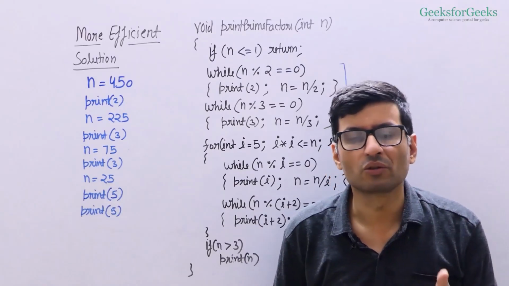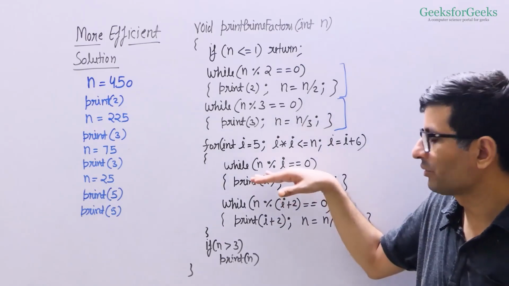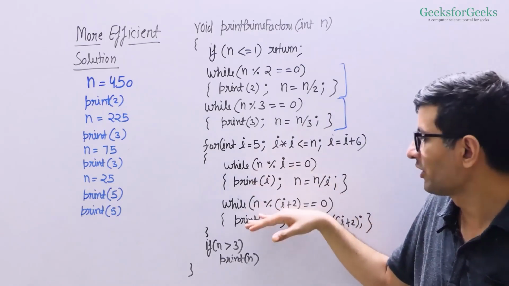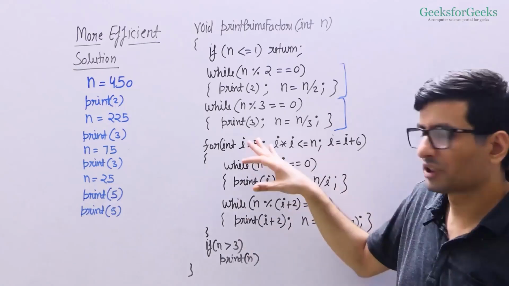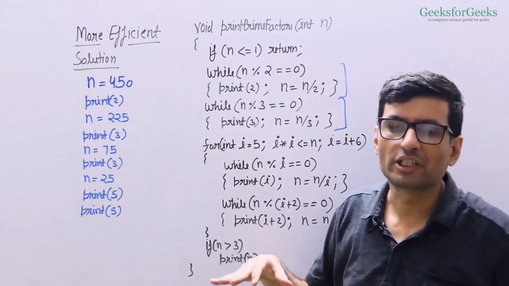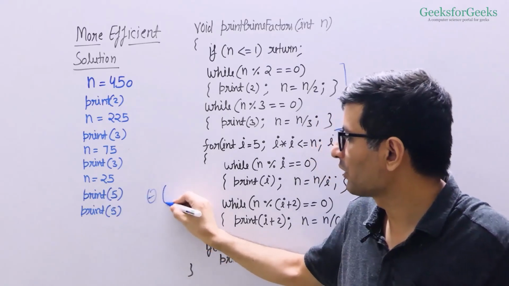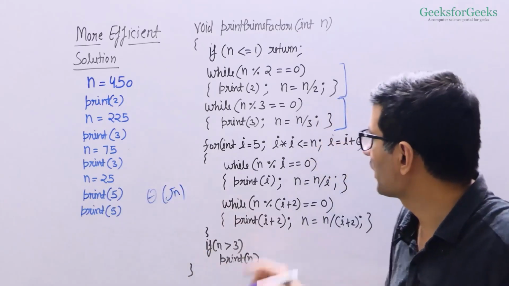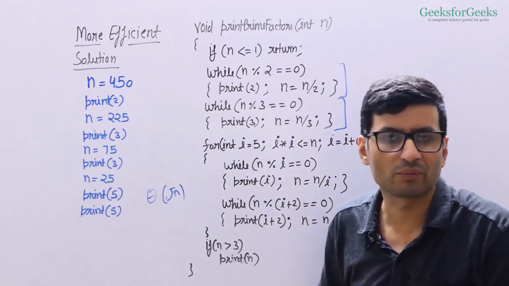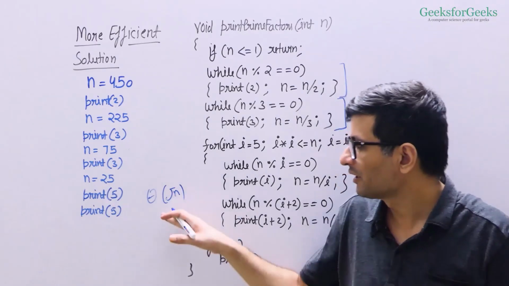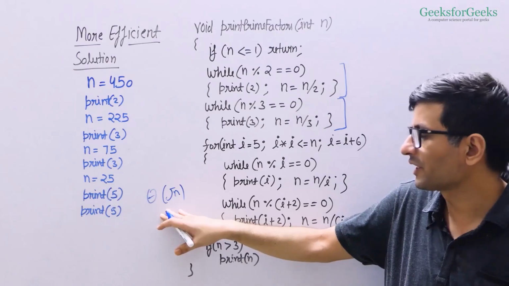This solution will go into the worst case when n is prime. When n is prime, you will not go inside this while loop, right? And you will not also go inside this while loop. So you will not drastically reduce n. So this outer loop will run theta of square root of n times, right? We can say square root of n by 6, right? But these constants do not matter in asymptotic analysis. So we can say it's going to run theta of square root of n in case of prime numbers.